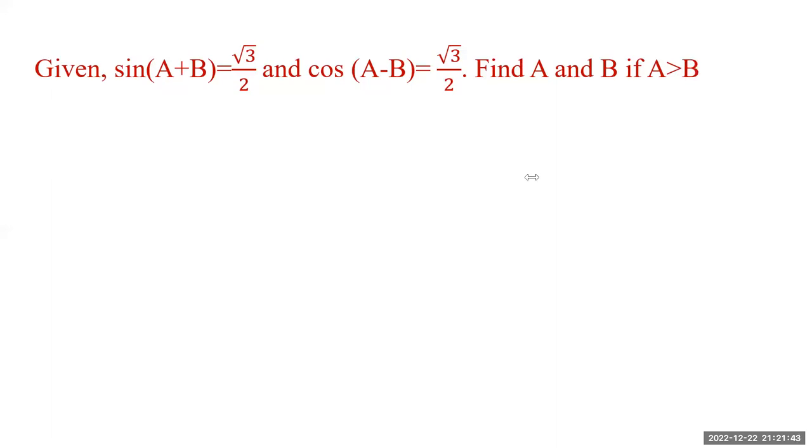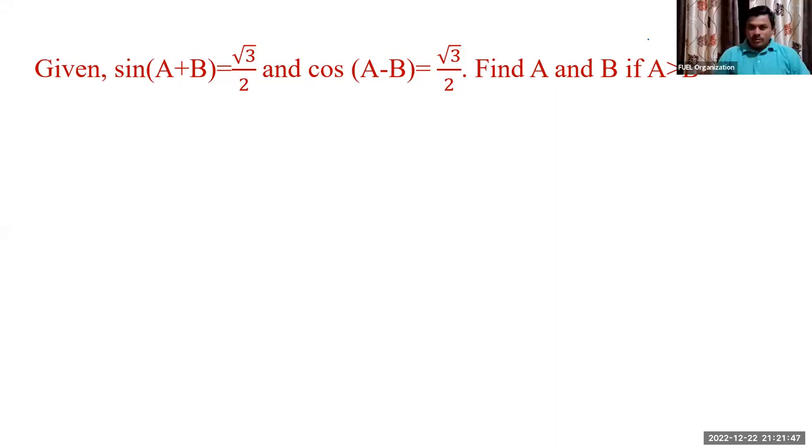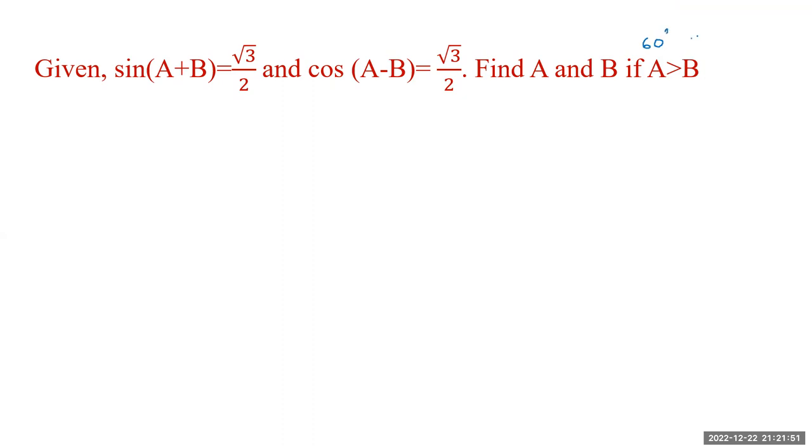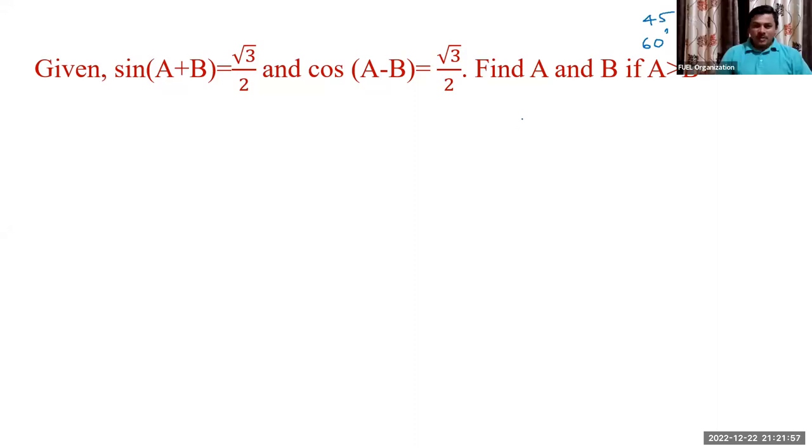Sir, A is 60 and B is 0. A, you got 60 degree. Sir, A is 45 and B is 15. But 45 and 15, yes. Okay, okay. Those two answers I got are different.